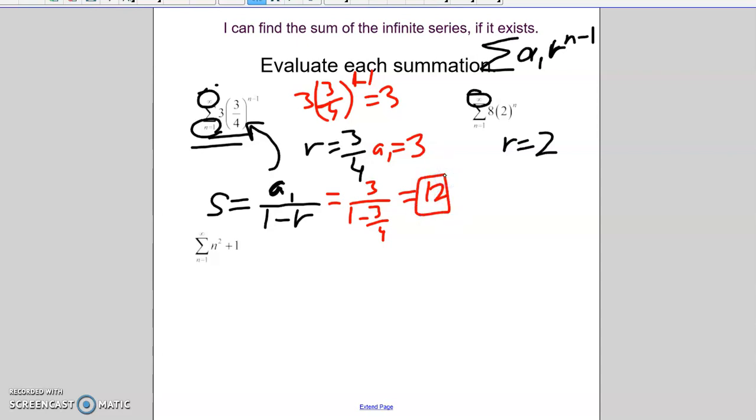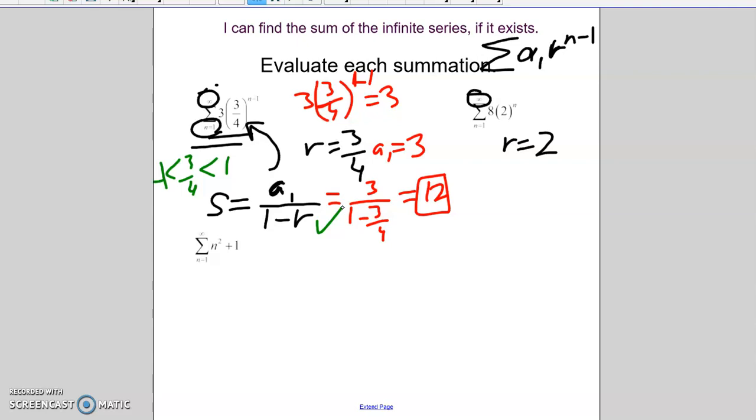Now, of course, you're going to need to check, is your r value in between -1 and 1? In this case, my r value is between 1 and -1. I know that 3/4 is less than 1, and it's definitely greater than -1. So I'm all set. I can use this formula and find the sum of that infinite series.